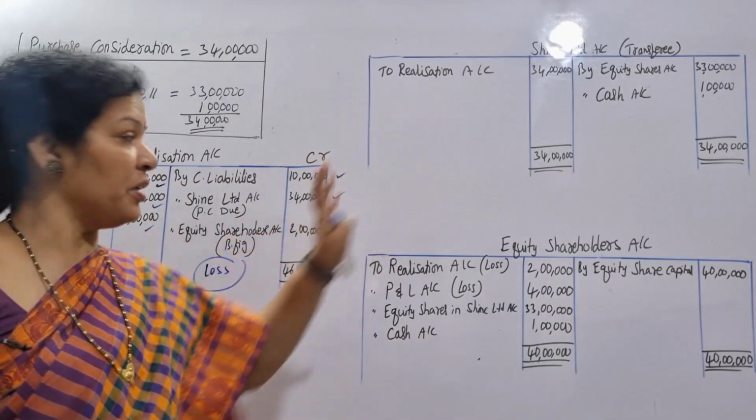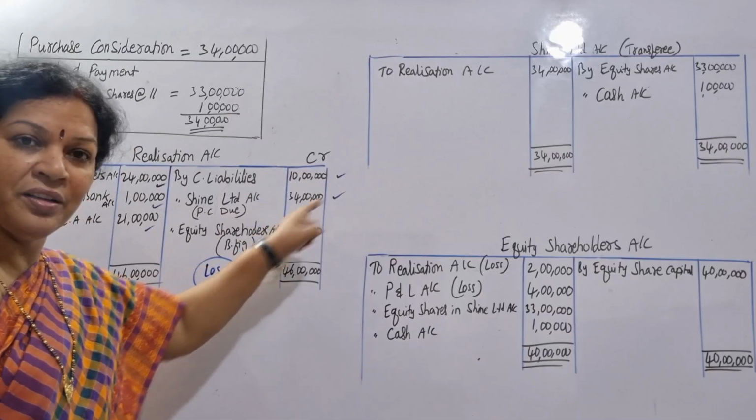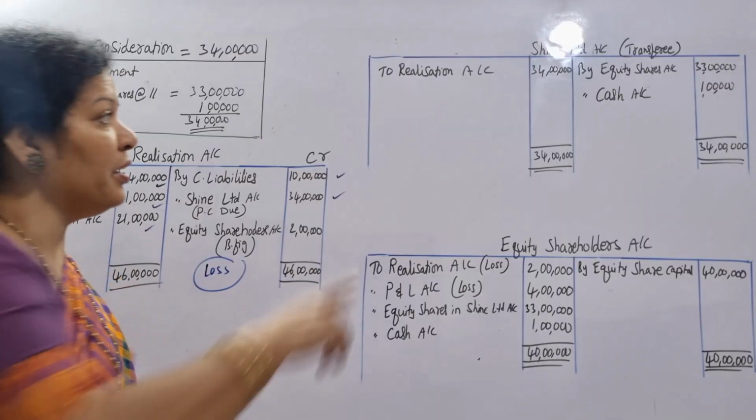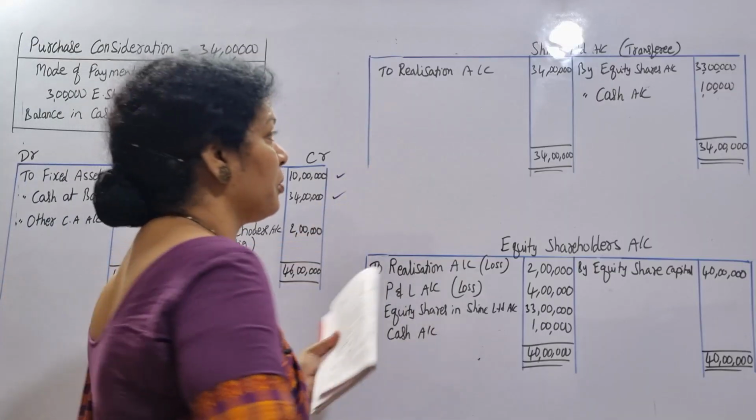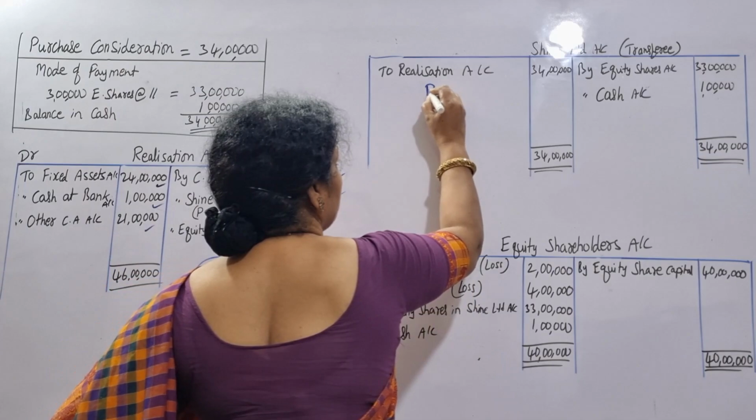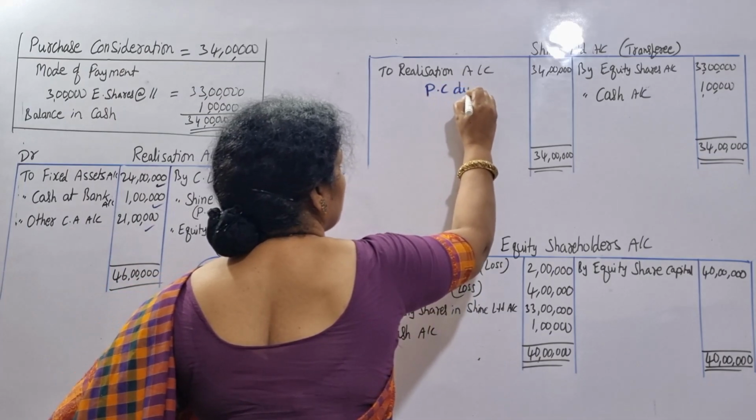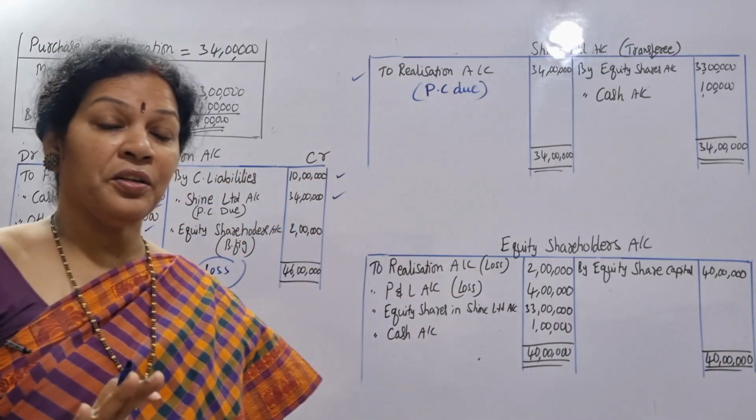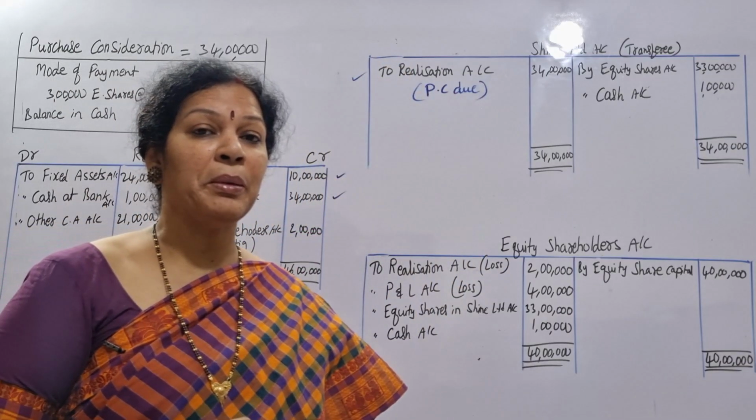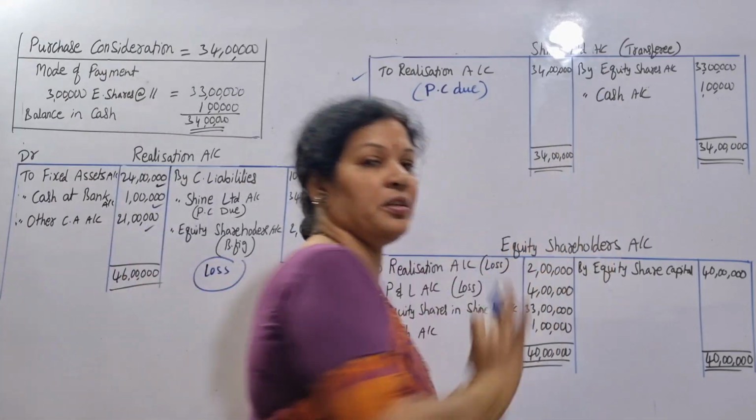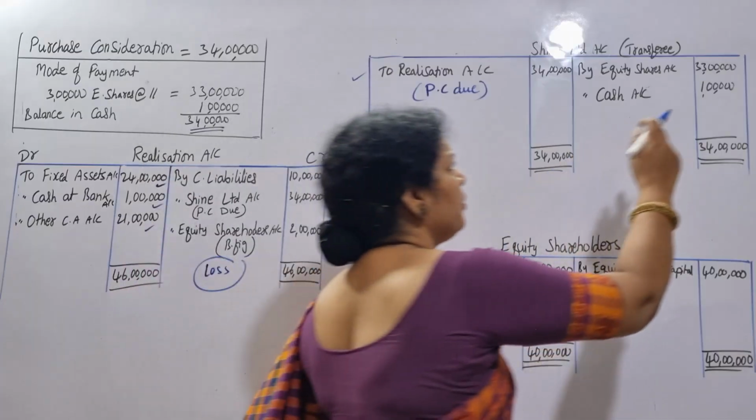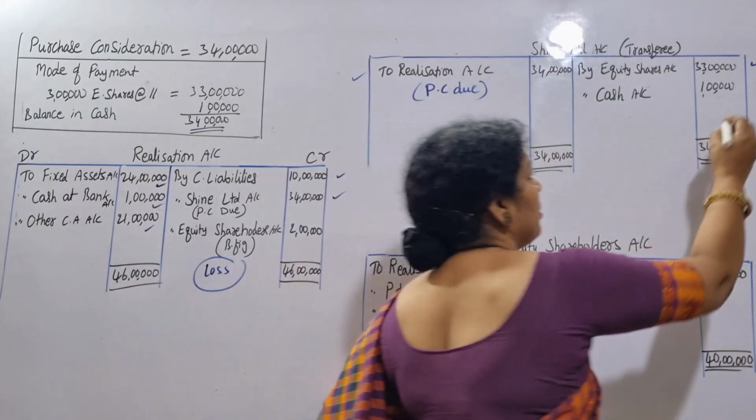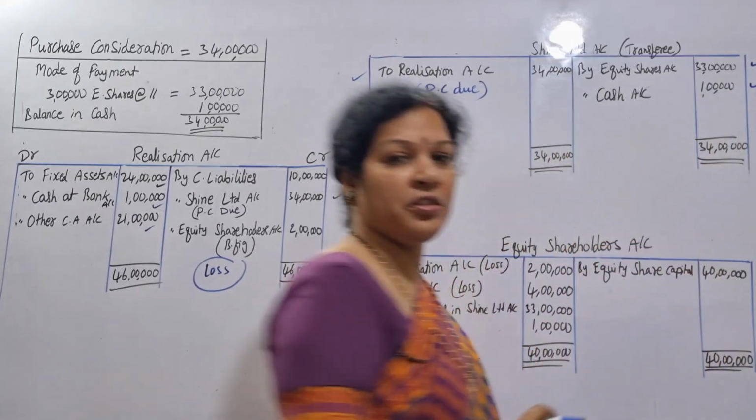Credit to debit. Since it is on the credit side there, here it comes on the debit side. In the Shine account, we write realization account, purchase consideration due. PC due. You write this entry first. Then the 34 lakh, how he is going to make the payment, that will be on the credit side. Through the equity shares, 33 lakh. Rest of the amount through cash.